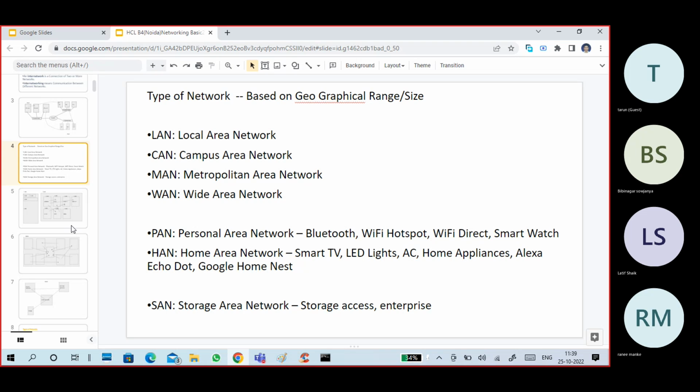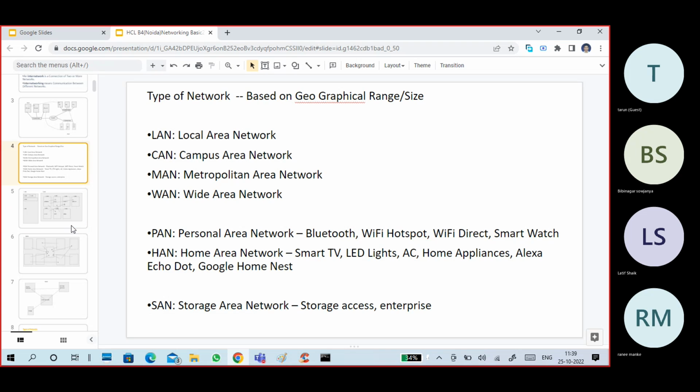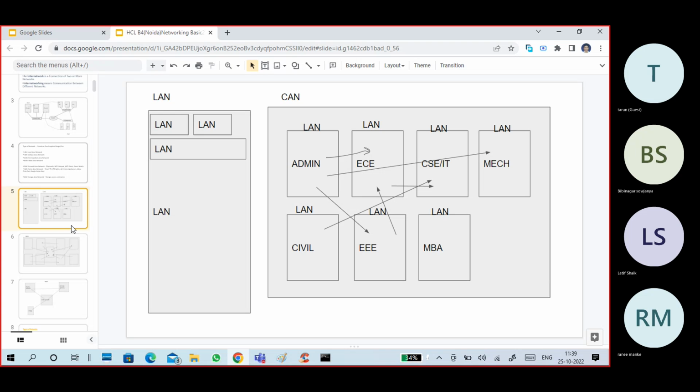So it will be divided into several campuses, research compounds, principal and dean offices. Campus area network means several buildings connected together and communicating together. But the size of the network is up to a campus, up to a college.